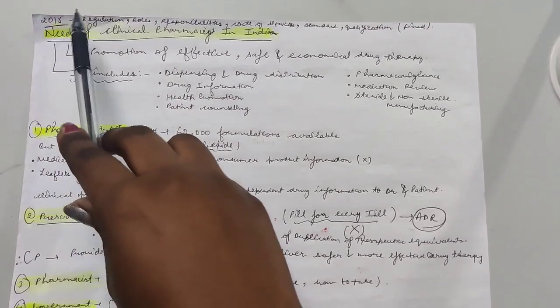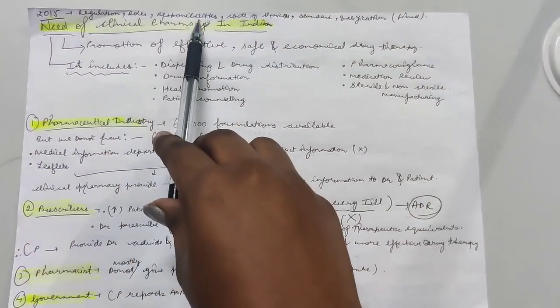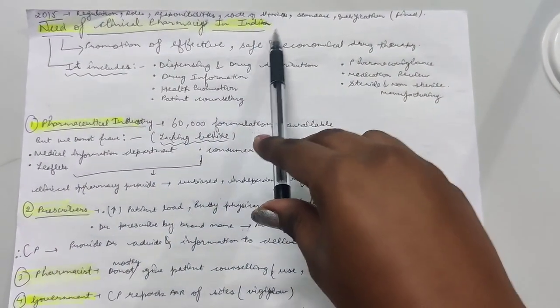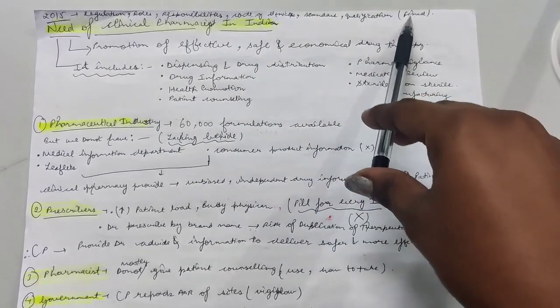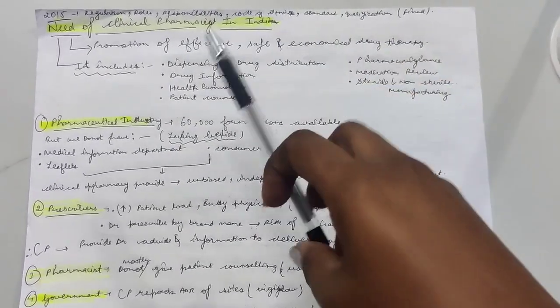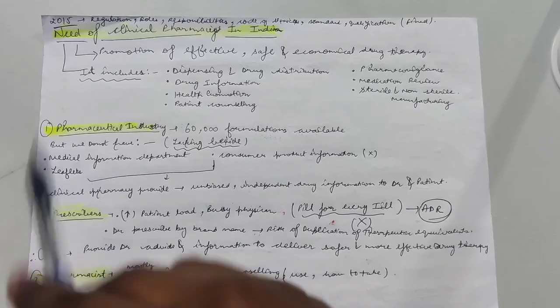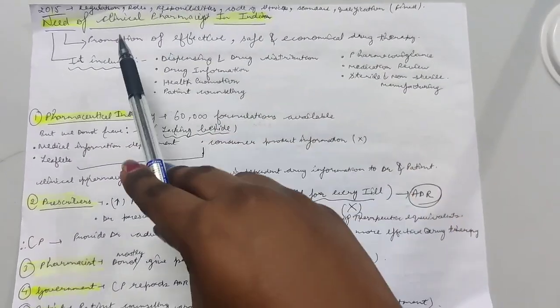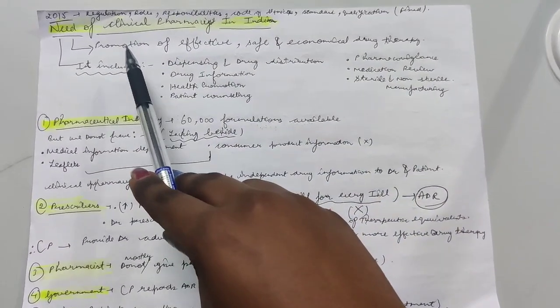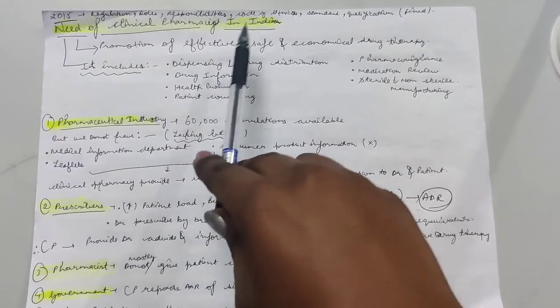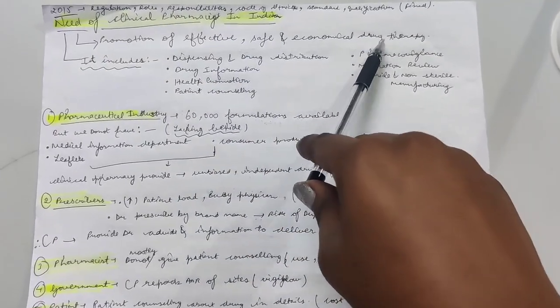In 2015, the regulation, role, responsibilities, code of ethics, standard and qualification were fixed for the profession of pharmacy. Need of clinical pharmacy in India. Why do we need clinical pharmacy? For the promotion of effective, safe and economical drug therapy.